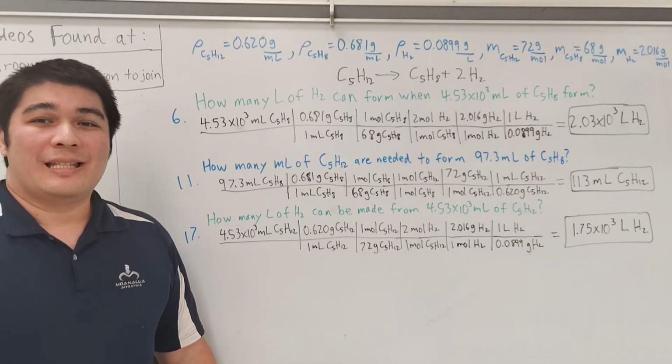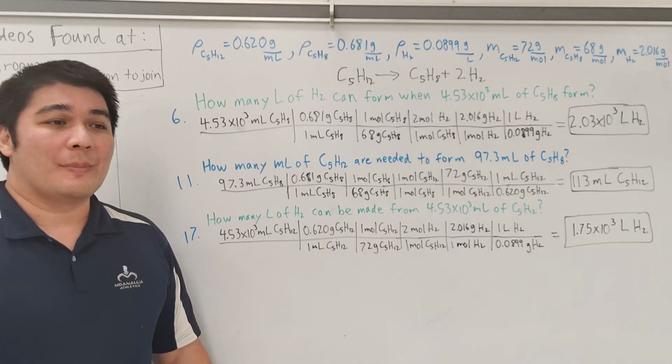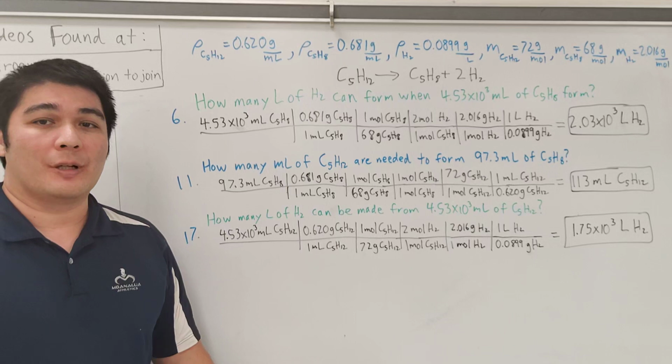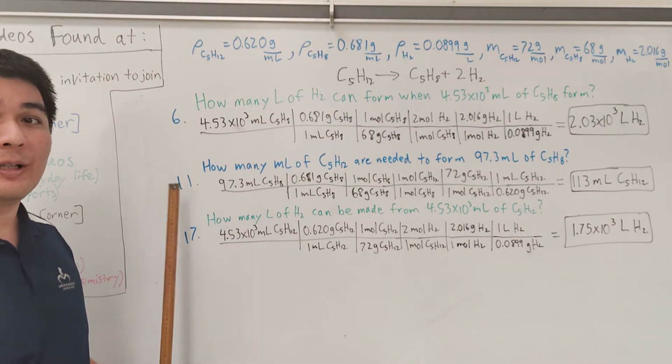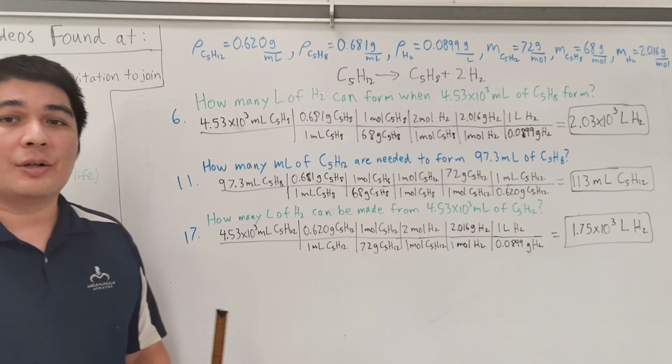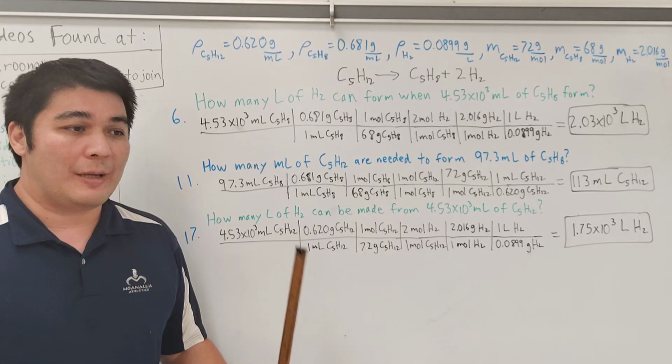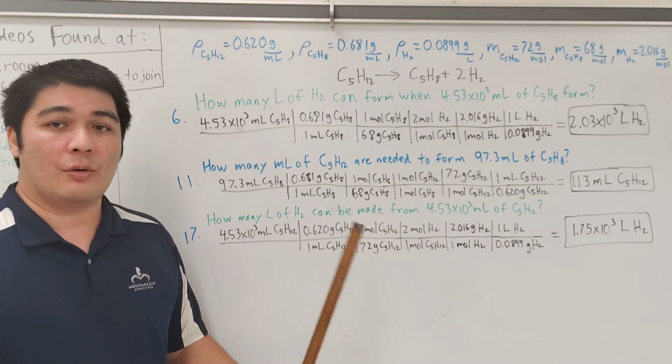Good afternoon, class. In today's video, what I'd like to do is go over some example problems from the stoichiometry homework. This is going to cover number 6, number 11, and number 17. So to start off, to make sure that you understand what's going on, let's go over a few things.